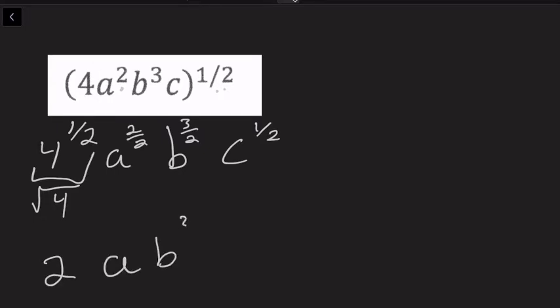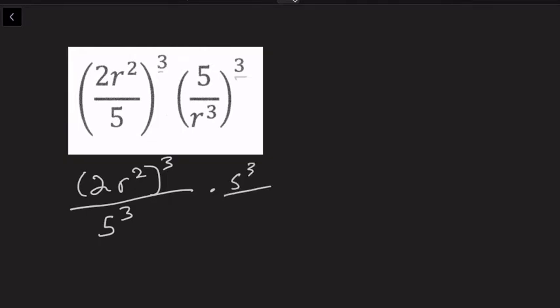And C, 1 times 1/2 is just 1/2. Now remember that 4 to the half is the same thing as the square root of 4. So this becomes 2. 2 over 2 is just 1. So A, B to the 3/2, and C to the half.